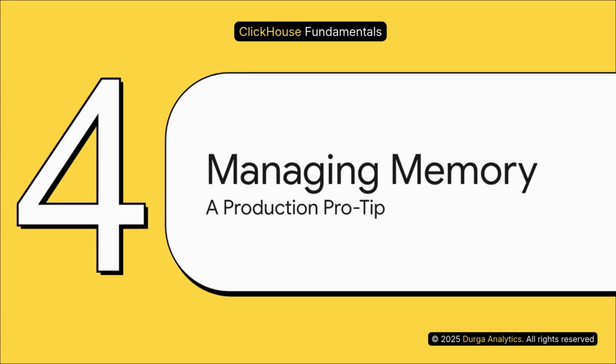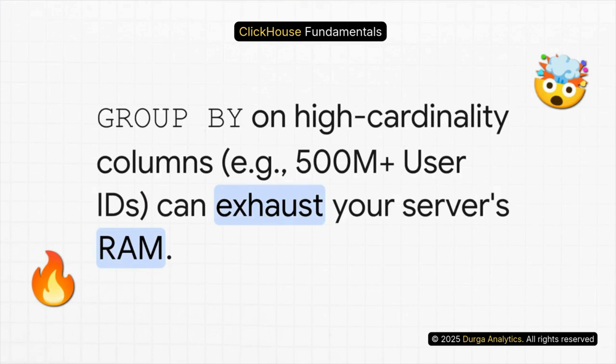This is key to keeping your system stable and reliable. So here's the problem. When you do a group by, ClickHouse builds a giant table in RAM to keep track of the results for each unique key. Now what happens if you group by something with super high cardinality, like a user ID in a table with 500 million unique users?